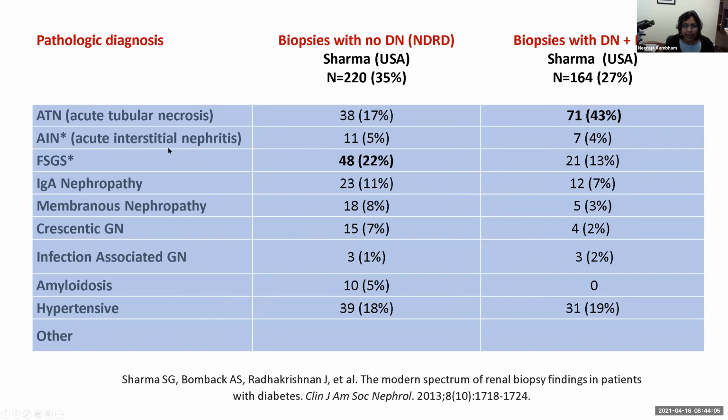Some of them have acute interstitial nephritis, and then FSGS is also highly prevalent when there is no diabetic nephropathy, but in that particular instance it is because of a lot of comorbidities like hypertension and so on. So there are several other things that we will not delve into, that's not the purpose of the talk, but I wanted to highlight that ATN seems to be fairly common in patients with diabetic nephropathy.